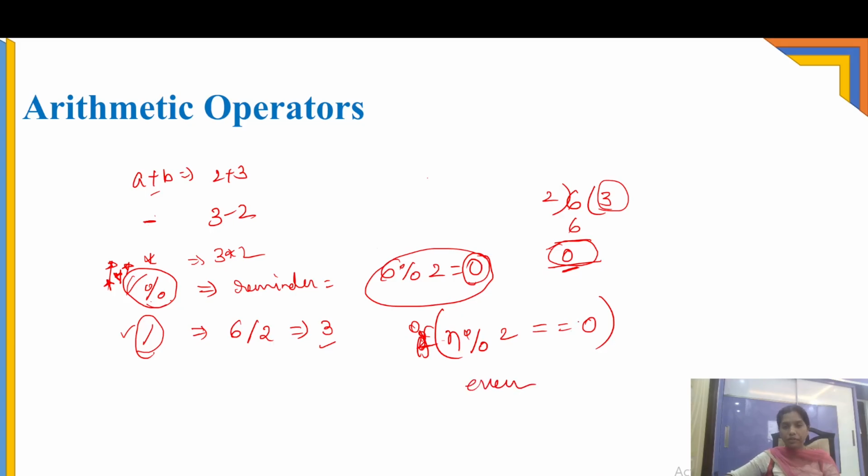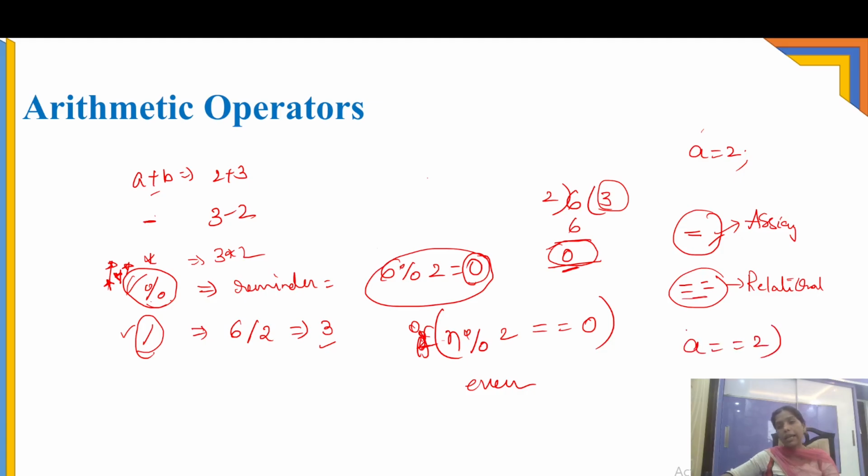Very important: the difference between equals to and double equals to. Which type of operator is each? The single one is assignment. The double one is relational. The single one is used to assign, for example, A equals 2, B equals 5. The double one is used to check whether A equals 2 or not: if A equals 2, do this, else do this, like that. These are the arithmetic operators.